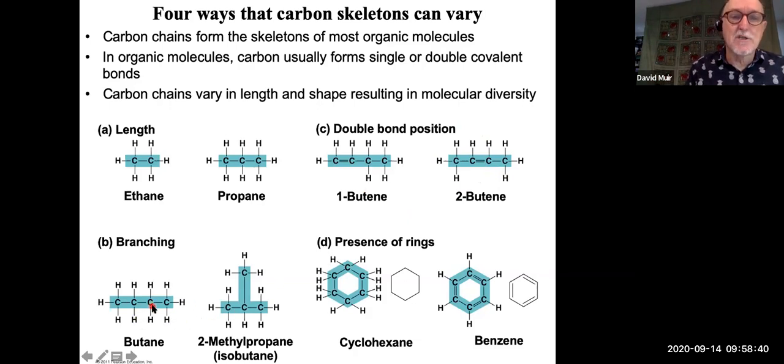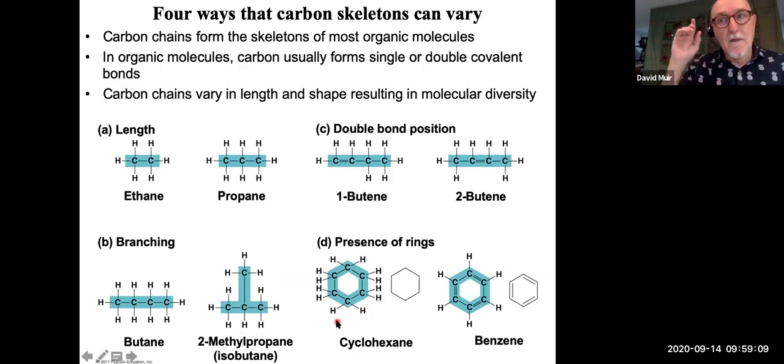We can have branched chains. This compound here, butane, has the same number of carbons and hydrogens as this compound here, which is methylpropane. The difference is that there is a branch. At the second carbon, there is a branch. And so this structure is quite different to that. The properties of this, even though they have the same number of carbons, same number of hydrogens, function is quite different.